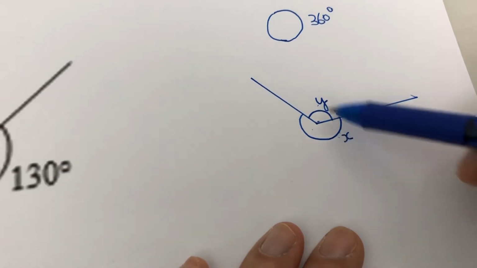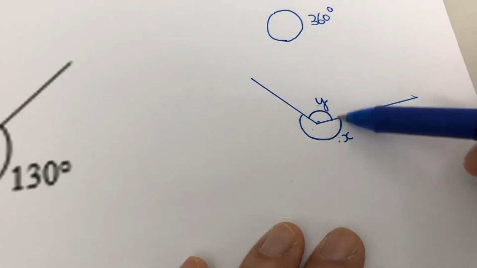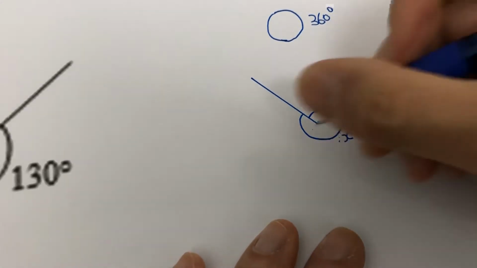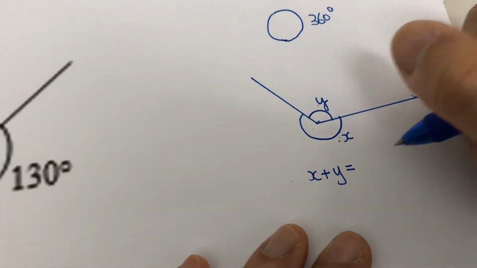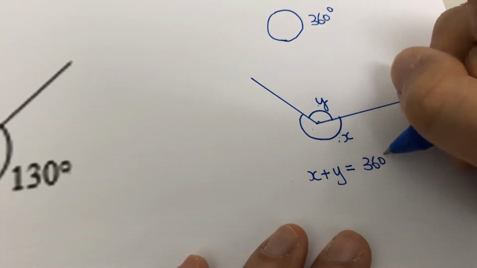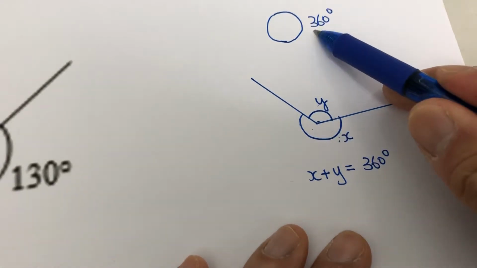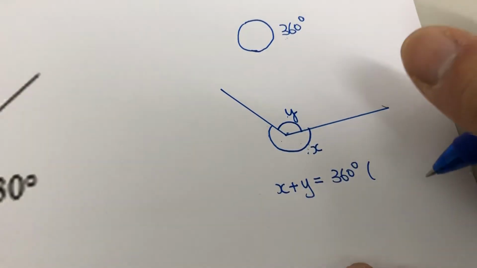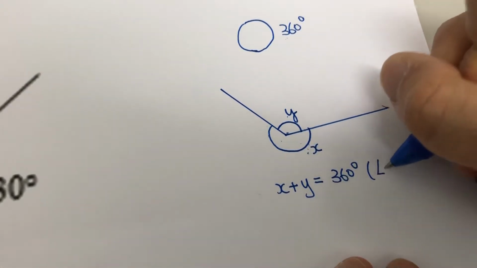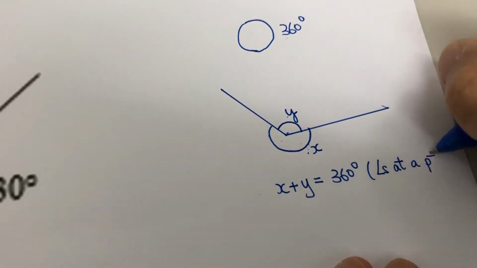If you add the two angles up, they just become a full circle. They become a full circle, right? Therefore, these two angles, x plus y, will become 360 degrees, because for a full circle, the angle must be 360. And the reason we call this angles at a point.